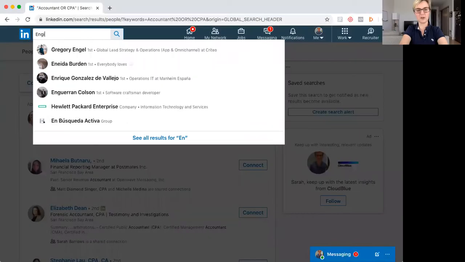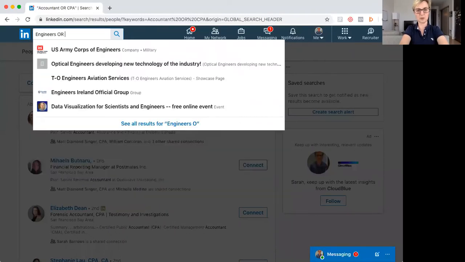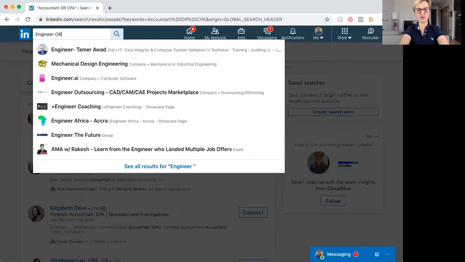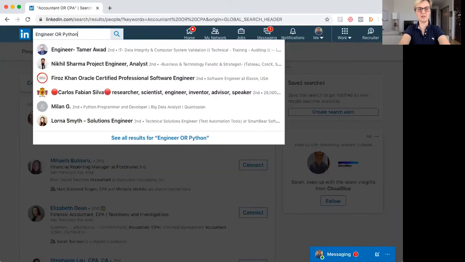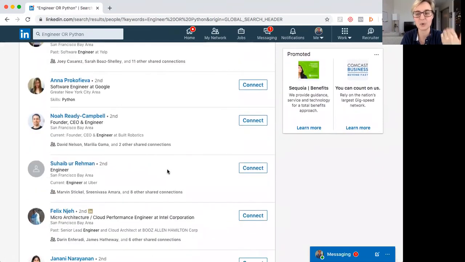Final example, for the engineers who might be watching: we want to find an engineer, and maybe the direction we want to go in is an engineer or someone with Python. 31.5 million people in my network and expanded network have either engineer or Python in their background. For example, with Python, I know just from my experience that later on in the results, I could be hitting up against people who are analysts who aren't engineers.